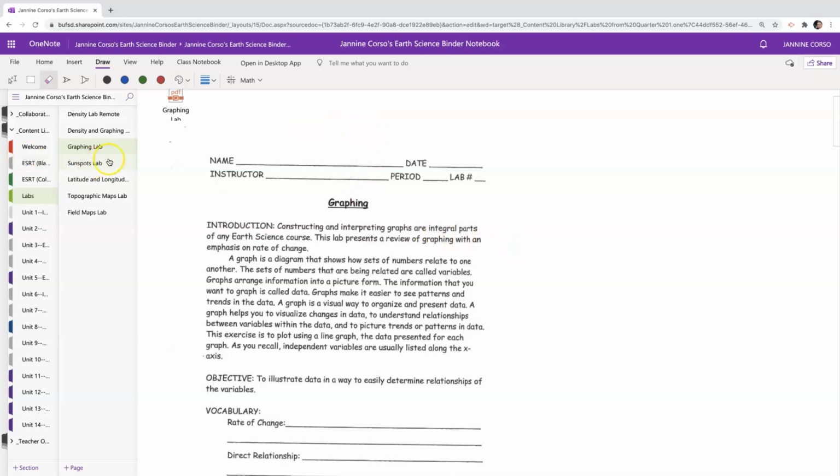Not every lab will have a video. Some of them you've got to just try to figure out and follow directions, but because this graphing lab does have some details that you might benefit from a video, I decided to video it for you.